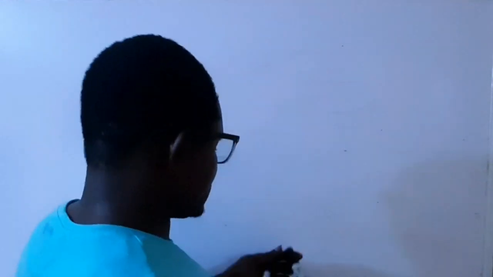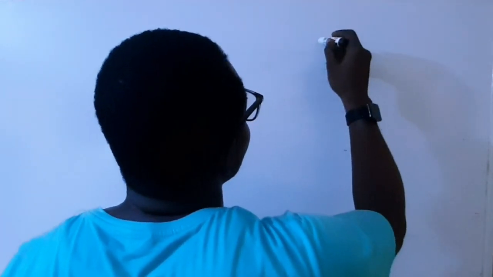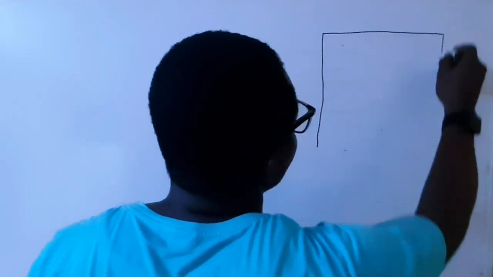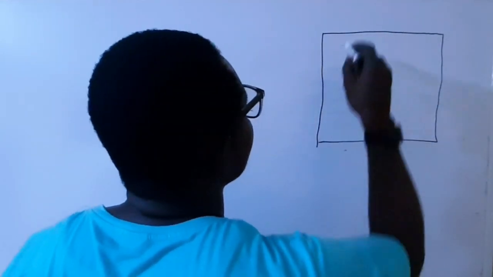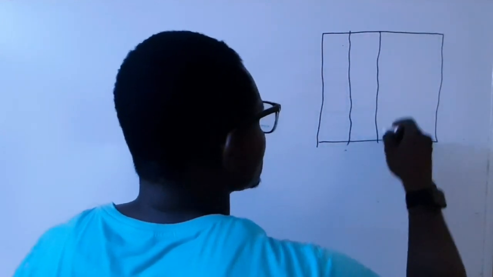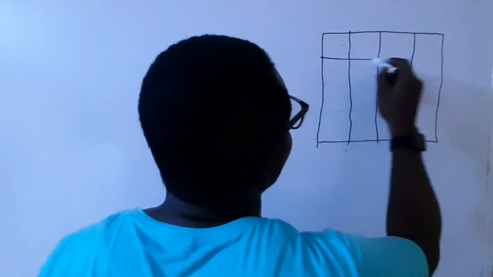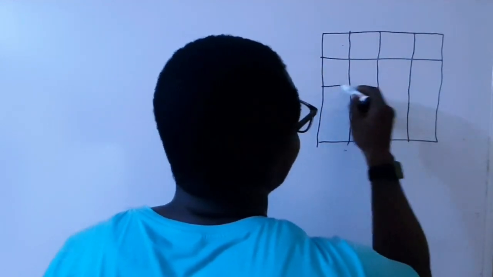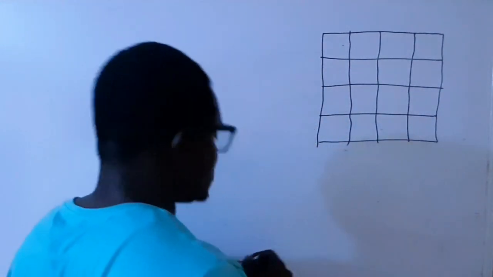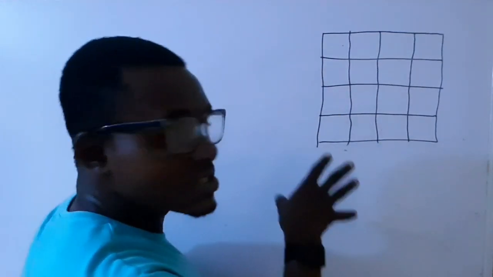Let's draw a mini graph here. This is my graph paper. Once you understand this, plotting your graph will be very easy. So now this is the graph paper. You have thick lines. These are the thick lines.